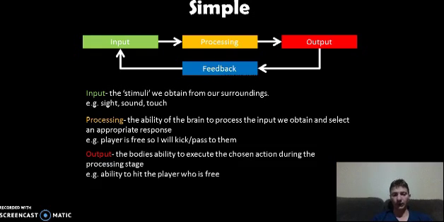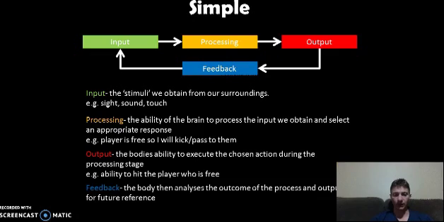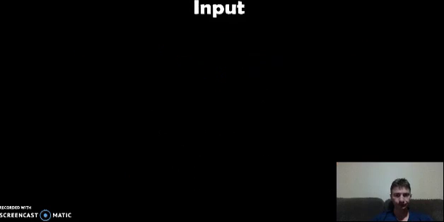Output is the body's ability to execute that chosen action during the processing stage. So if I've chosen to kick to the free player, the output is actually having the ability to kick the ball and hit that free player up. And then the last stage is the feedback stage, which is where the body analyzes the outcome of the process and output for future reference. So the feedback stage is all about, okay, I did this from this stimuli. Did it work? Did it not work? What should we be doing next time?